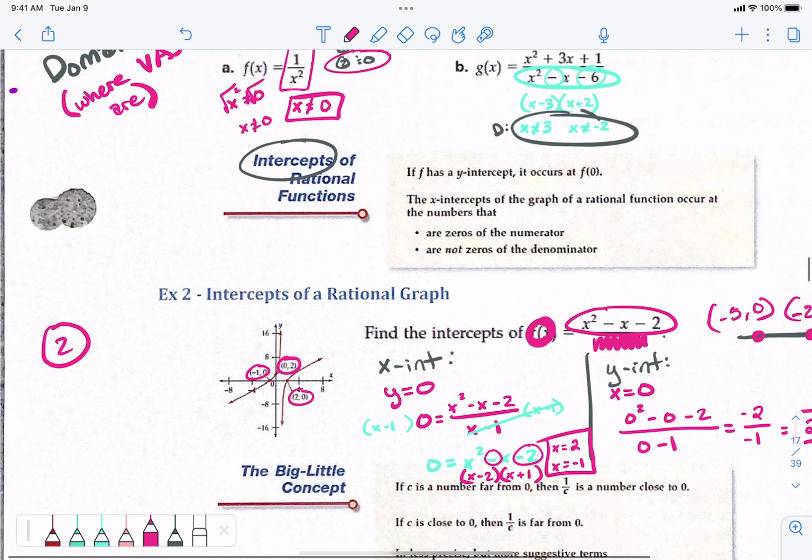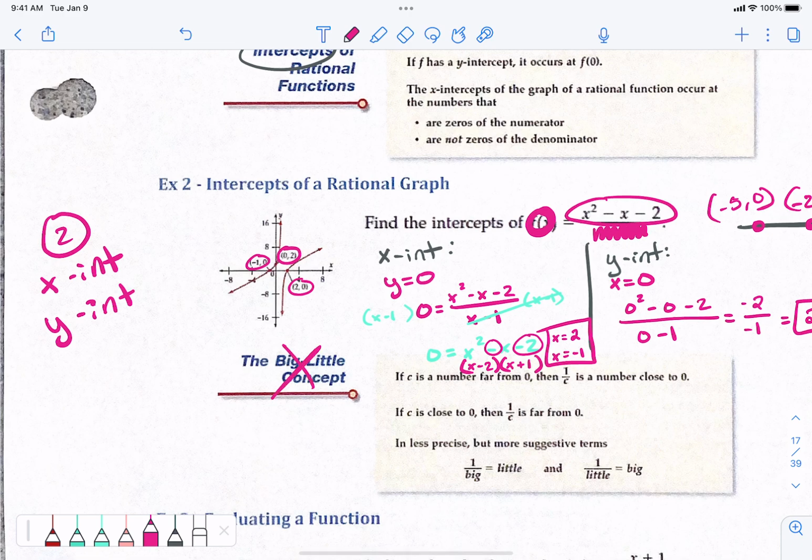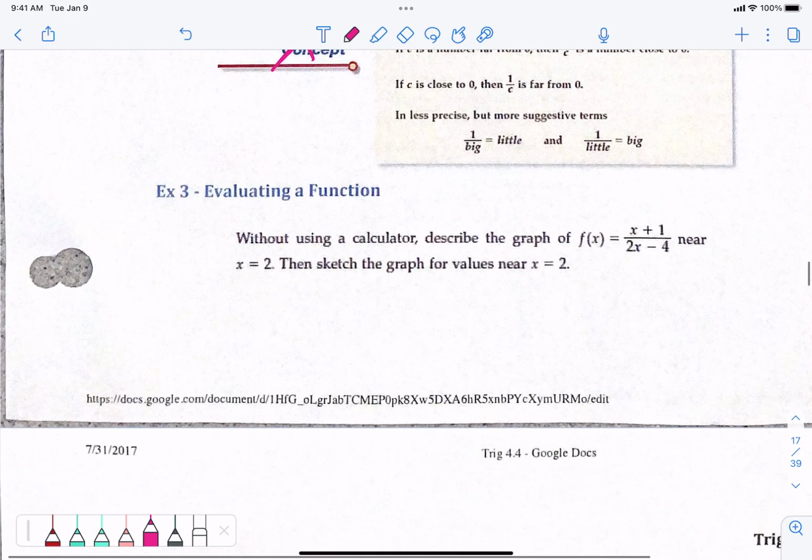Okay? All right, so I'm going to put this over here. This is number 2. So in addition to domain, these are the x-intercepts and the y-intercepts. So if they ask for that in your homework assignment, you know where to look. Back to this example. X-intercepts, y-intercepts. There it is. Okay, I'm not going to talk about the big little concept. We'll do that maybe sometime. I don't know that I want to talk about example 3 either.